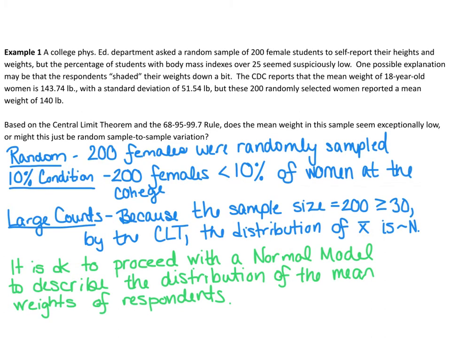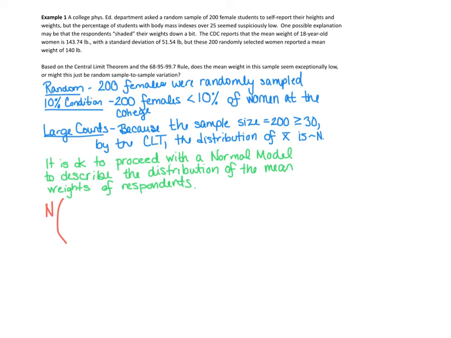So now, since I'm using a normal model, I'm going to need my mean and standard deviation. So I need my mean. So mu of X bar, you can pull it off your formula sheet. We would expect it to be equal to the true mean, which we are using, this is kind of in theory land. The CDC says it's 143.74 pounds.